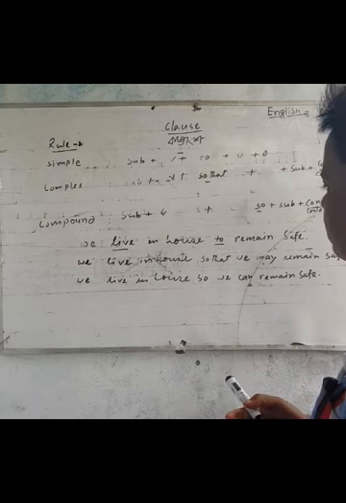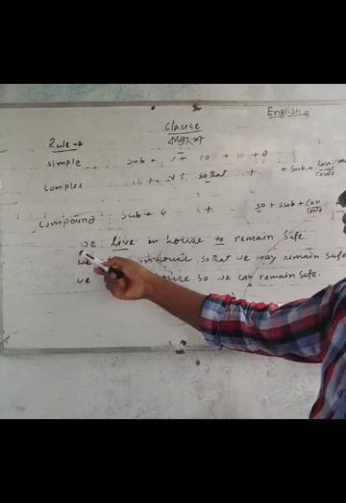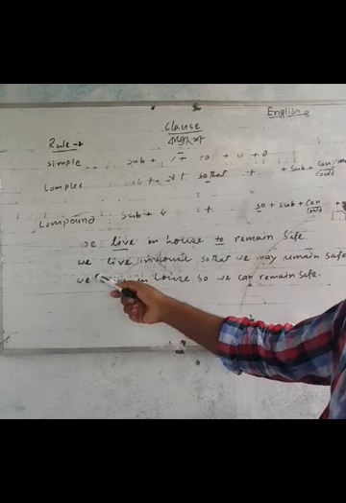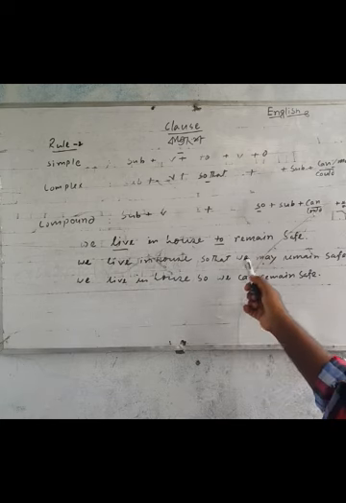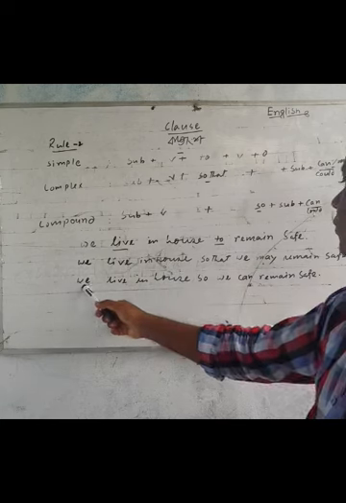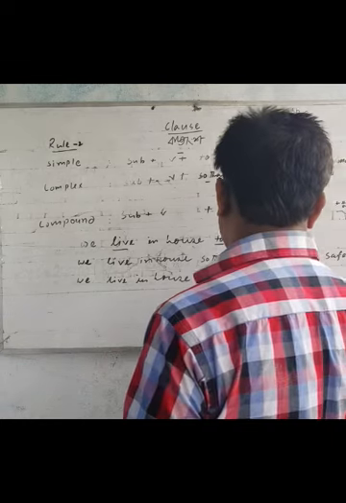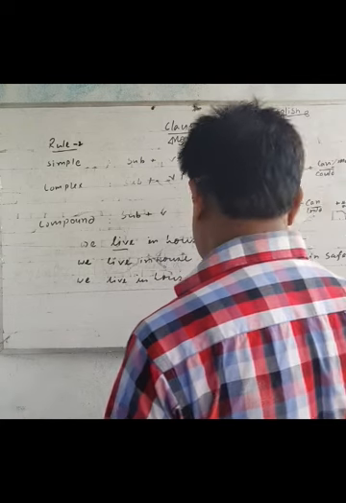All the students have understood, I think. Here: we live in house to remain safe, simple. We live in house so that we may remain safe, complex. We live in house so we can, or we may. Sorry, here is may. We may remain safe.